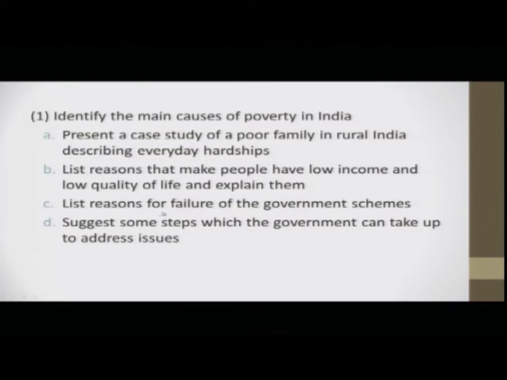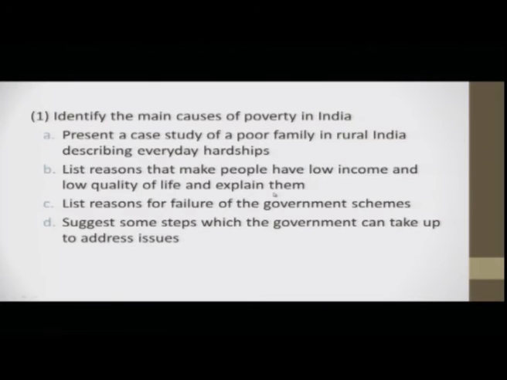The third is list reasons for failure of the government schemes, suggest some steps which the government can take up to address issues. The key word here is identify. So, identify is again like kind of listing, but your listing has some logical base. So, B seems most appropriate.